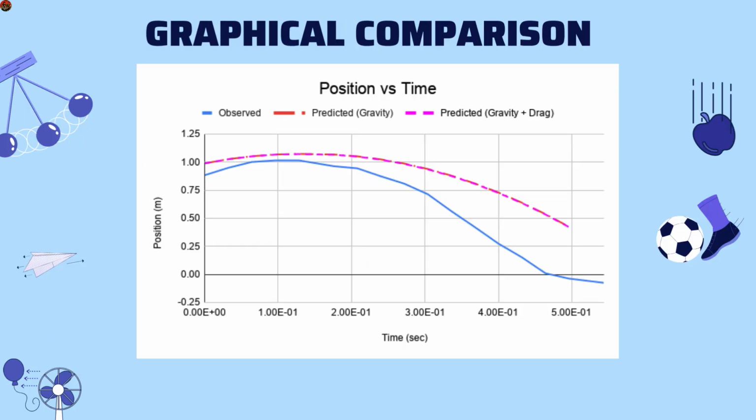So this is the final graphical comparison, where we see the blue being the observed data that was received in Tracker, and then the red and pink or purple being the predicted data, which was calculated through GlowScript. The calculated data is actually very much closer than the observed data, which can also be influenced by possible errors during the lab as well.